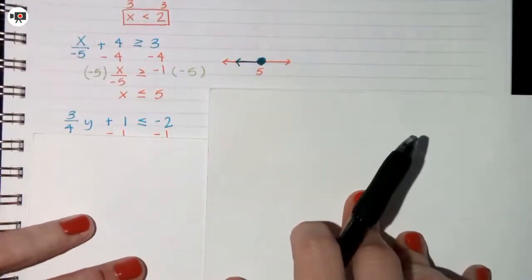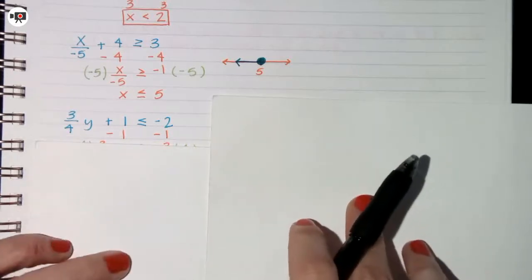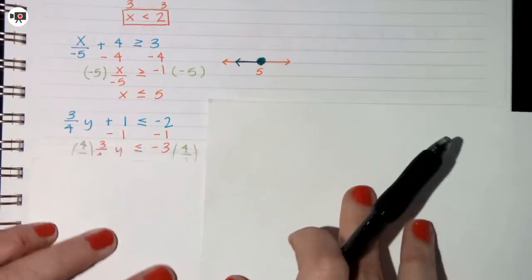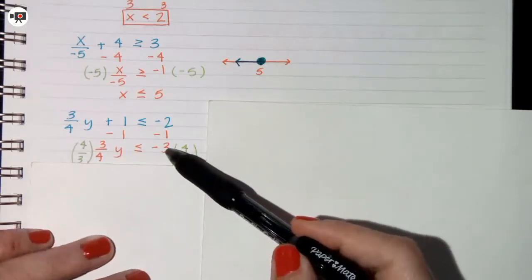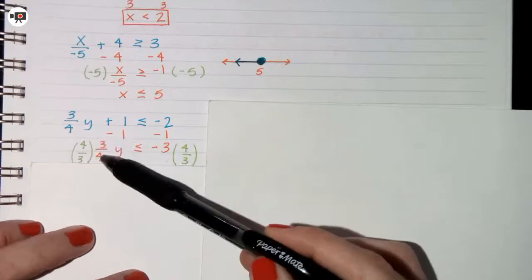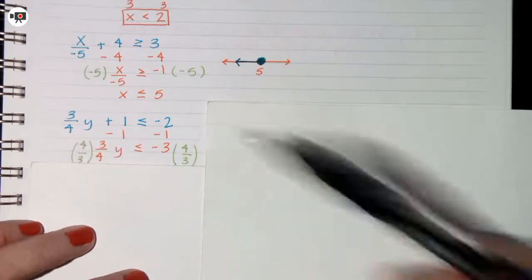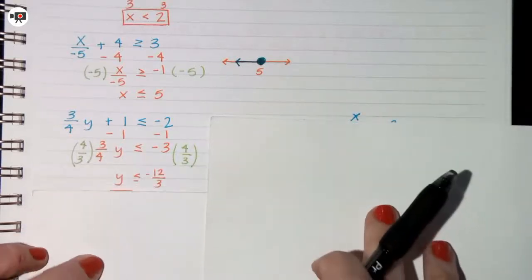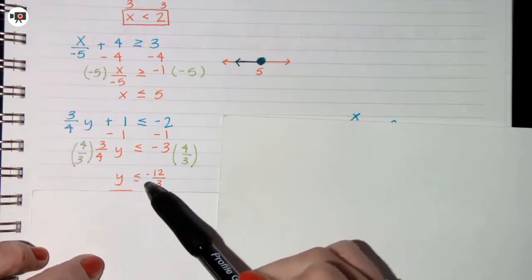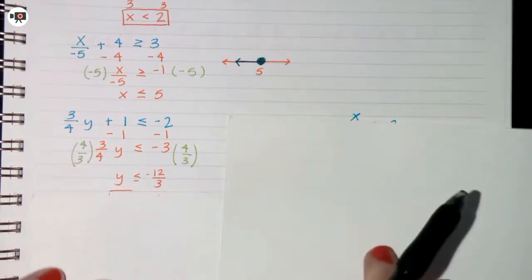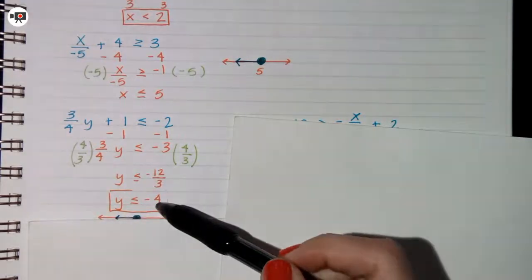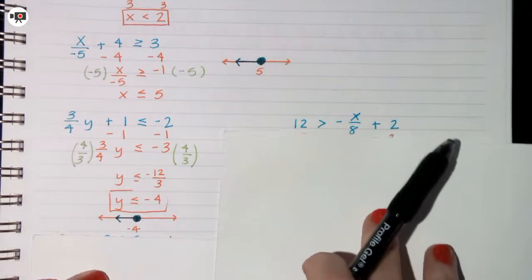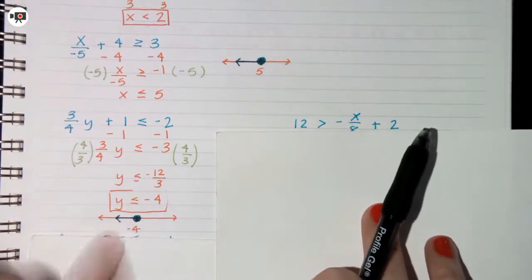For 3/4 y plus 1 is less than or equal to negative 2, I'm going to subtract 1 on each side, which leaves 3/4 y is less than or equal to negative 3. Then to divide by this fraction, we need to multiply by the reciprocal. So that gives y is less than or equal to negative 12 over 3, which is negative 4. Graphing that, it has a closed circle and points to the left.